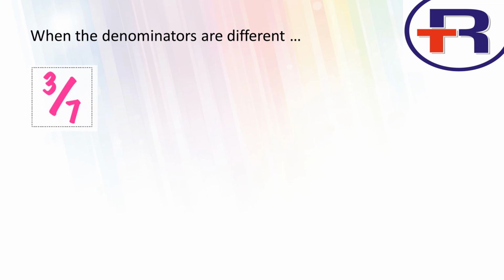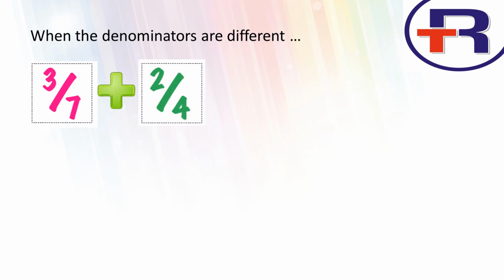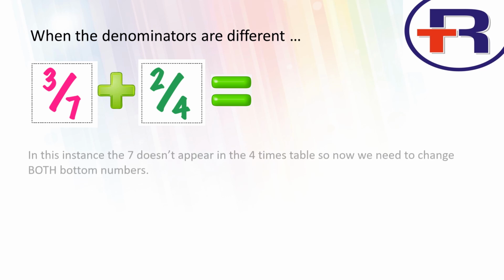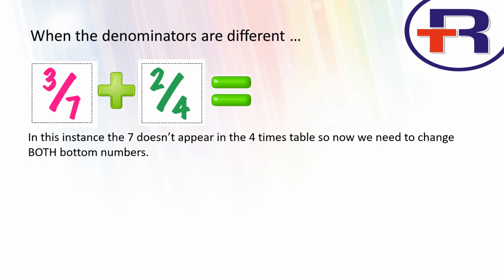Sometimes number recognition doesn't work and we have two different bottom numbers, in this case a 7 and a 4, and the 7 doesn't appear in the 4 times table. So what we have to do here is change both bottom numbers. We have to find a common multiple of 4 and 7. So we need to know our 7 times table and our 4 times table.